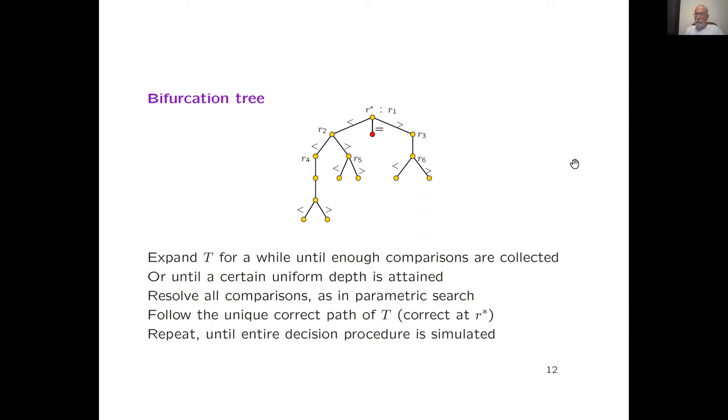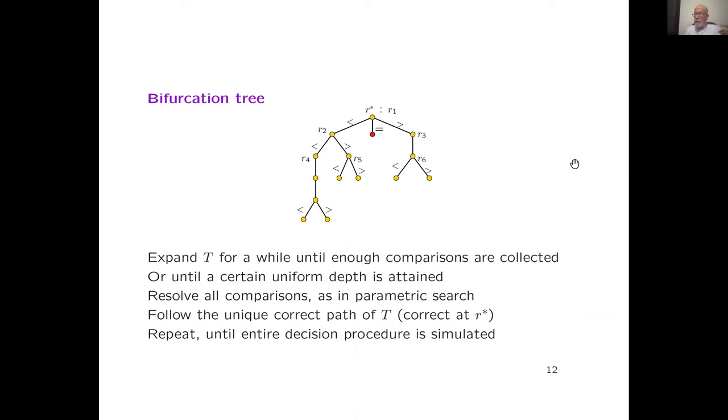we stop. And if not, but the tree has reached some uniform depth, so every path along the tree is of length at least S, some parameter S, this is also good news, because if we now resolve all the comparisons in the tree, we know that we can execute the decision procedure at R star for at least S steps.